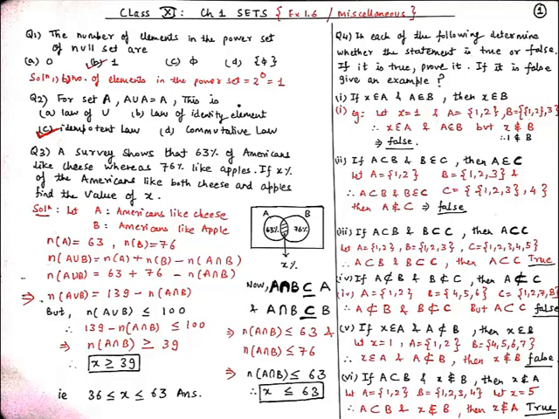Now clearly you can see that here B belongs to set C. So A is a subset of B and B belongs to C, but we can see that A does not belong to set C. So again the statement is false.